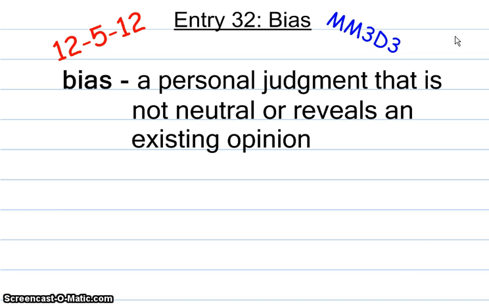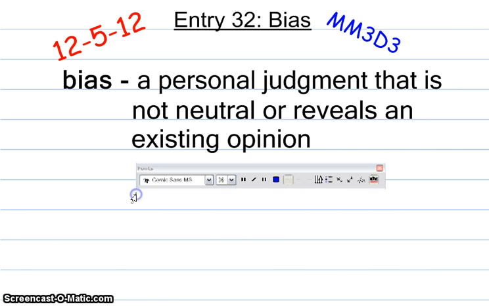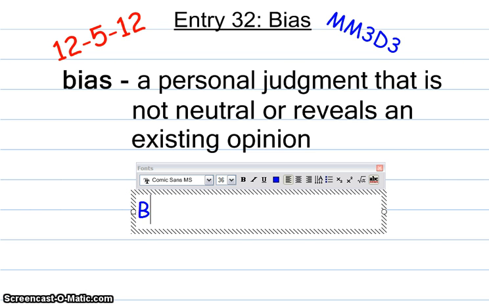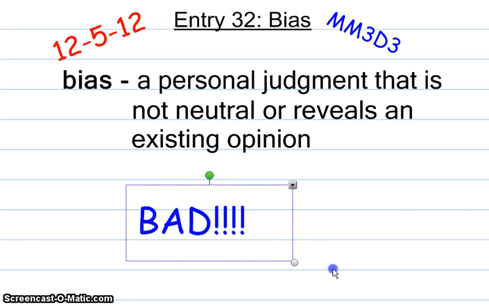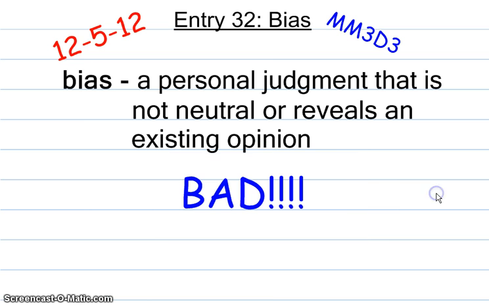So the first thing we need to know is what the definition of bias is. Bias is a personal judgment that is not neutral or reveals an existing opinion. In other words, this is considered a bad question. You do not want to ask a biased type of question unless you want a certain type of answer. So moving on, we're going to go into a couple examples here talking about bias.